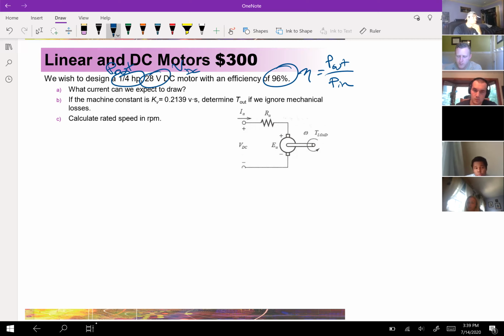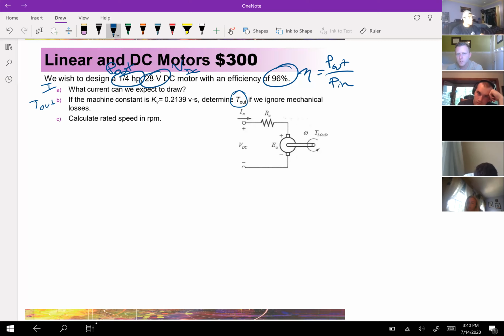Okay, so what current can we expect to draw? We're being asked to find I in part A. In part B, it says if the machine constant is kV, well, it gives us another constant there. Determine the torque out, the output torque. So in this case, we're finding T out.